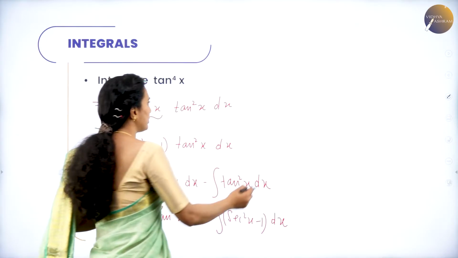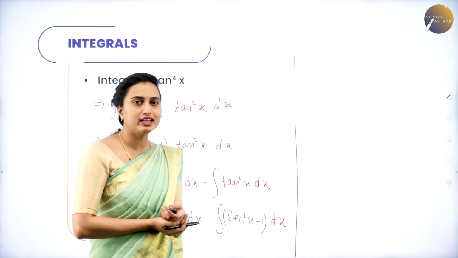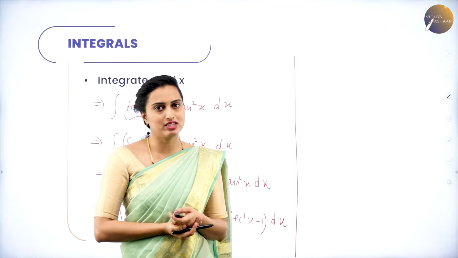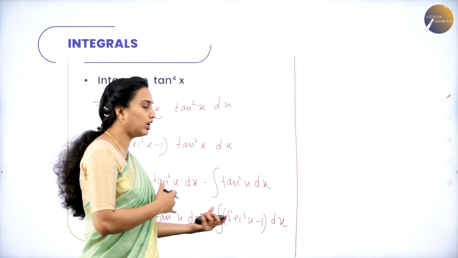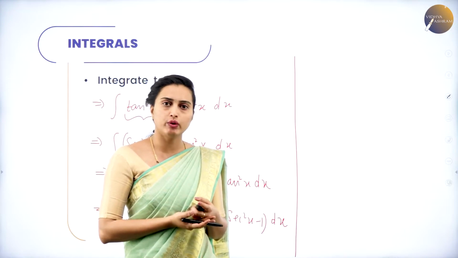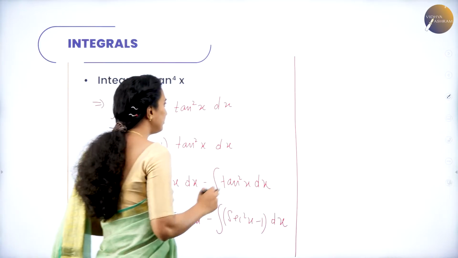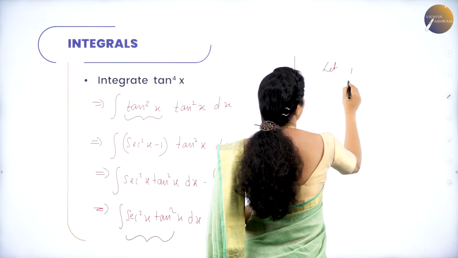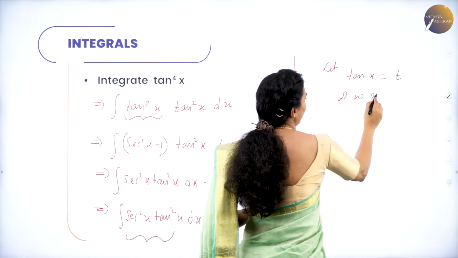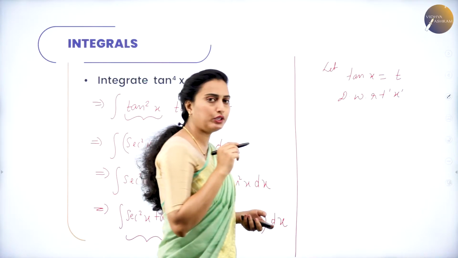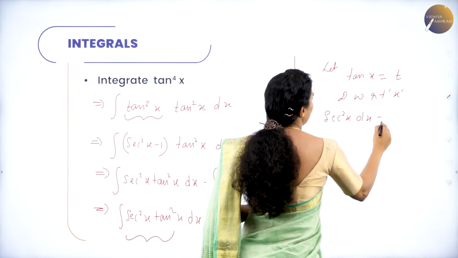Now what happens to this condition? You are getting here, see this, if I substitute here tan x, its differentiation is nothing but secant squared x, isn't it? So therefore for the first integral I am going to do the substitution method. For this integral I am going to segregate, because the integral of secant squared x you know already. Therefore for the first integral, let tan x be equal to t. Differentiate this with respect to x, you are going to get secant squared x into dx is equal to dt.